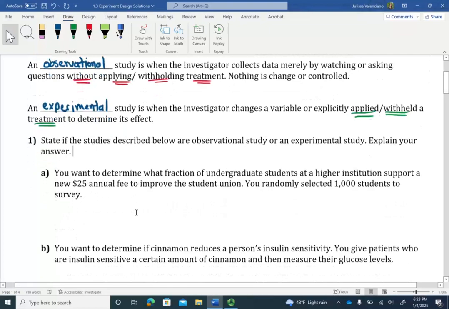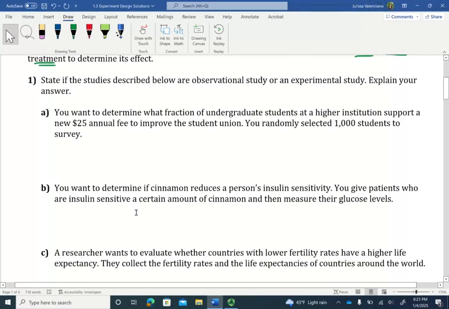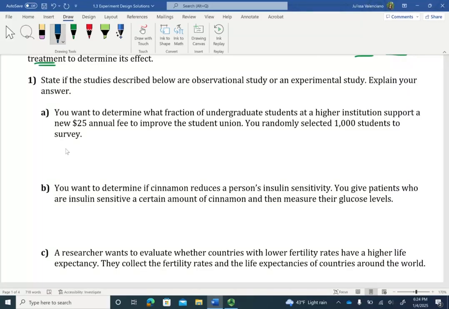So now let's go ahead and look at some examples where you're being asked to determine if you're looking at an observational study or an experimental study. We're going to look at the first two examples together, and then I'm going to let you do the last example on your own. Starting with part A.